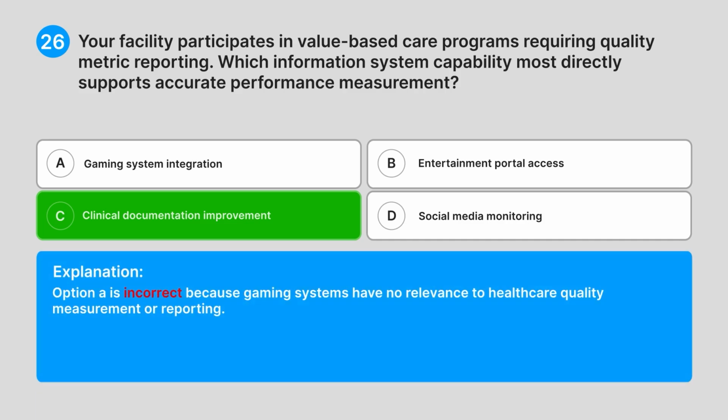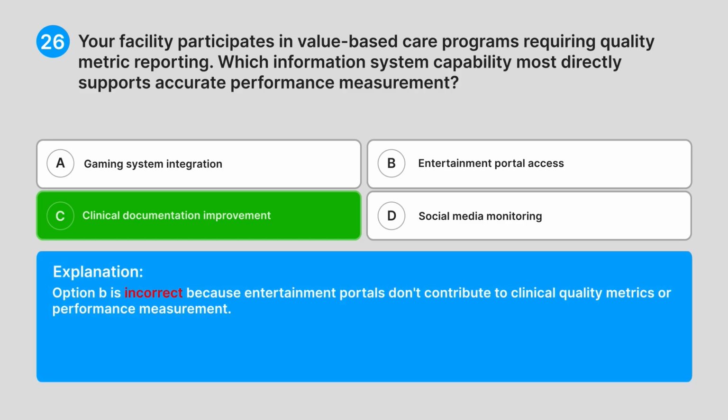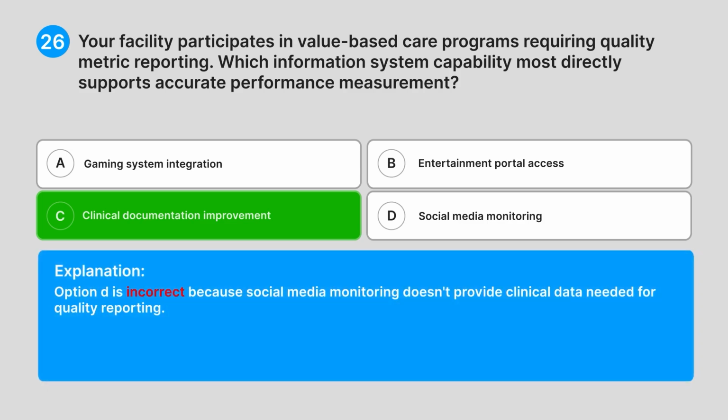Option A is incorrect because gaming systems have no relevance to healthcare quality measurement or reporting. Option B is incorrect because entertainment portals don't contribute to clinical quality metrics or performance measurement. Option D is incorrect because social media monitoring doesn't provide clinical data needed for quality reporting.